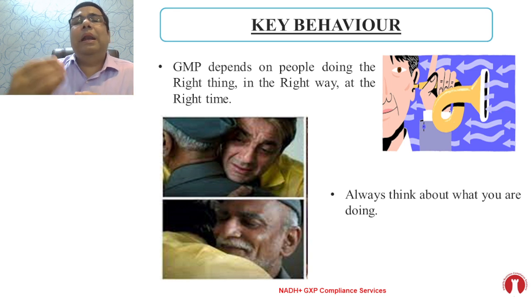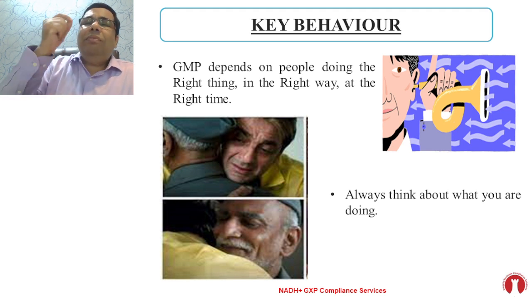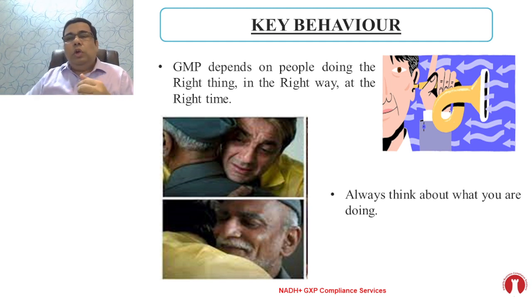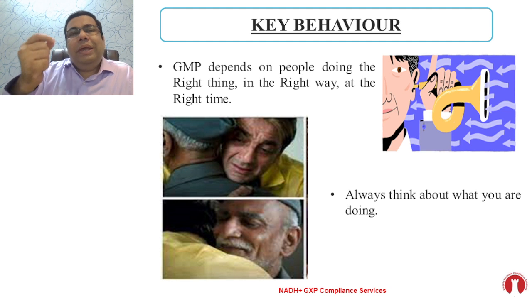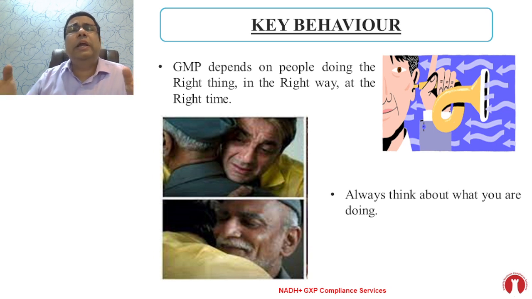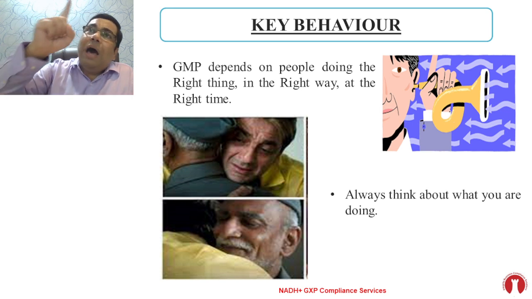This way we need to tell all people. The second point is something interesting about the key behavioral, and that is: always think about what you are doing. When you are giving training to your team, maybe from quality control, quality assurance, warehouse, production, engineering, HR, any function, any person, always tell them why they are doing those things.